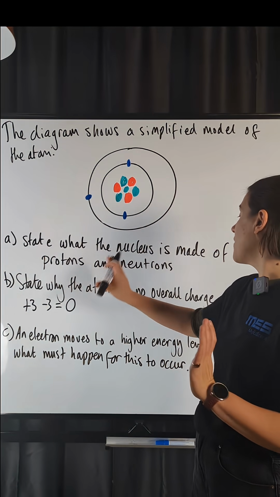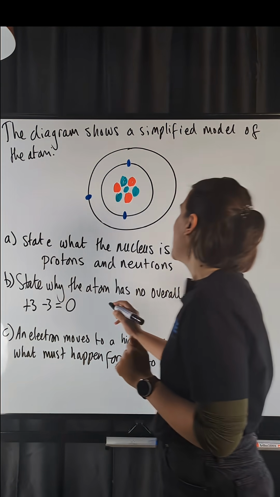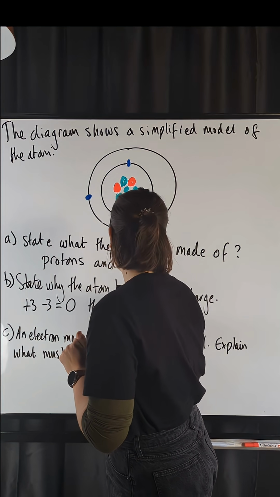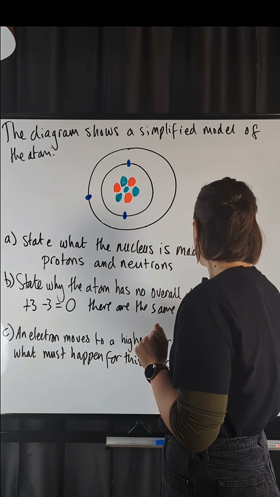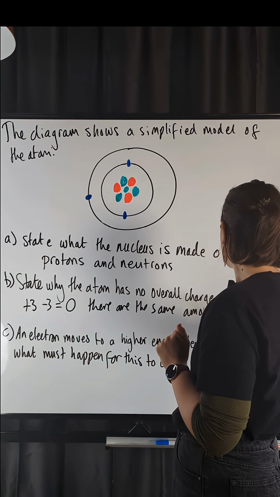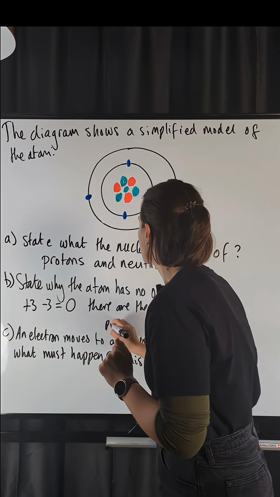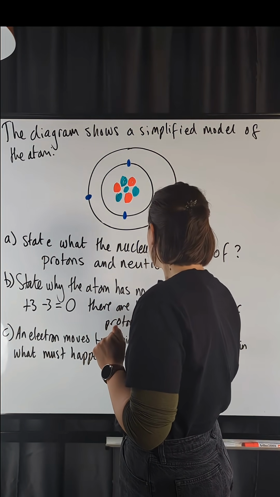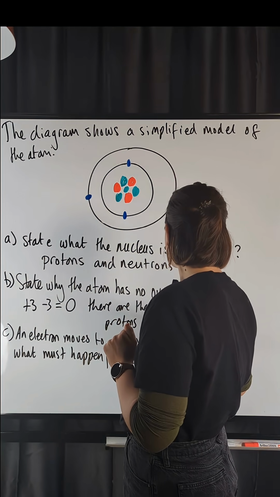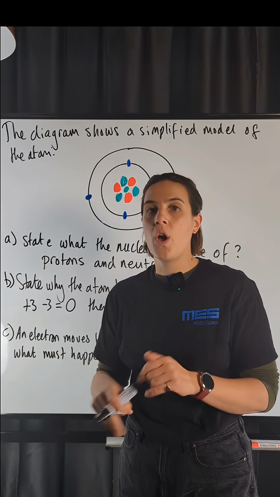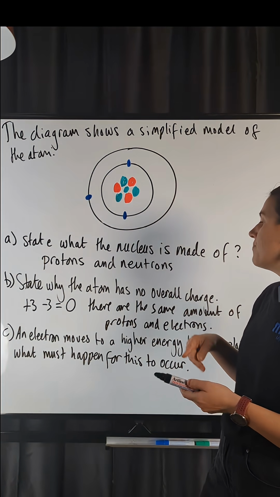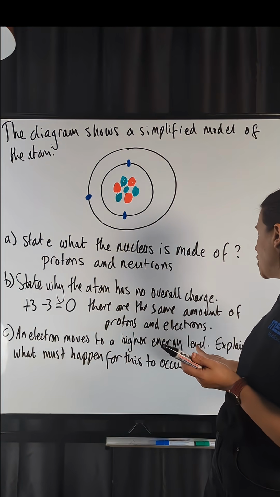So when we have to state why the atom has no overall charge, it is because there are the same amount of protons and electrons. Right, for the final question, an electron moves into a higher energy level.